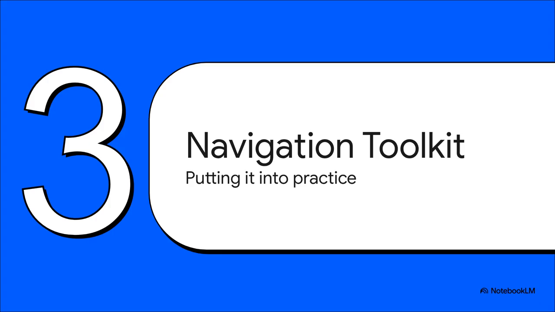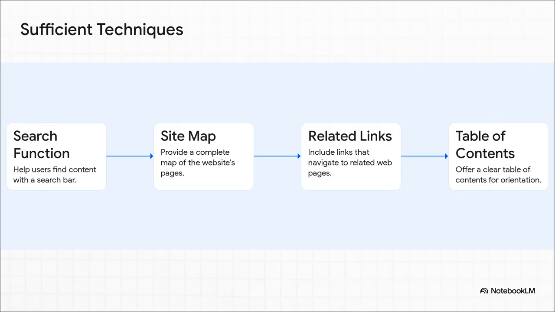So that brings us to the how. If you're building a site, what does this actually look like? Well, it turns out there's a pretty straightforward toolkit you can use. These are basically the big four. You can add a search bar, which is perfect for people who know exactly what they're looking for. You can give them a sitemap, which is great for anyone who wants that high-level overview. You can sprinkle related links throughout your content to help people discover other useful pages. Or for really long articles, a simple table of contents at the top is a fantastic option.